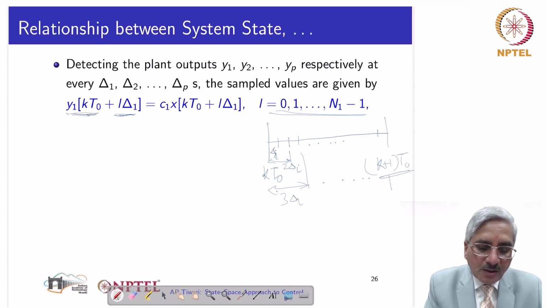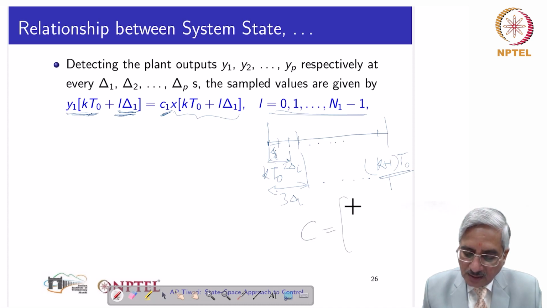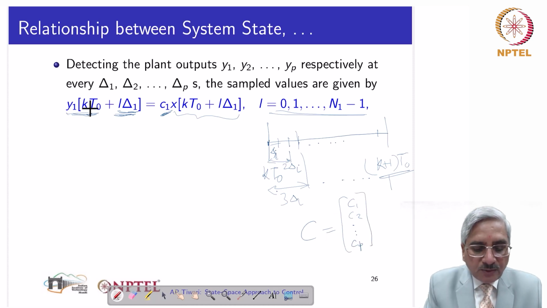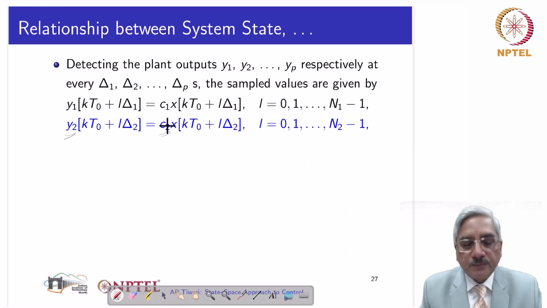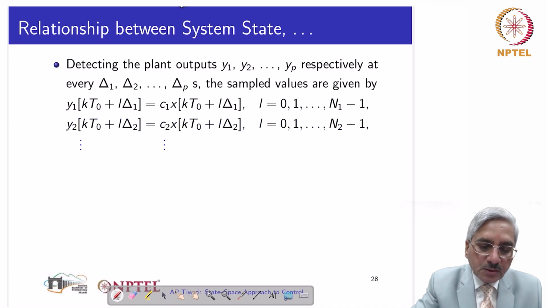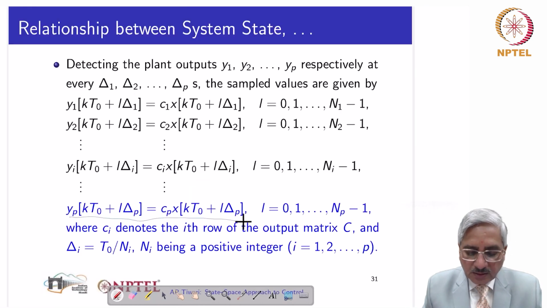So the output after l times delta 1 will be given as C1 times x at that time, and C1 is, meaning output y1 we are considering. So C1 is the first row of C. The C matrix is treated as C1, C2, etc., Cp. There are p outputs. So y1 will be given by this expression. Similarly, y2 will be given by a similar expression, only in place of C1 we will have C2, and so on. The ith output yi will be given by this expression, and so on. yp will be given by this expression.